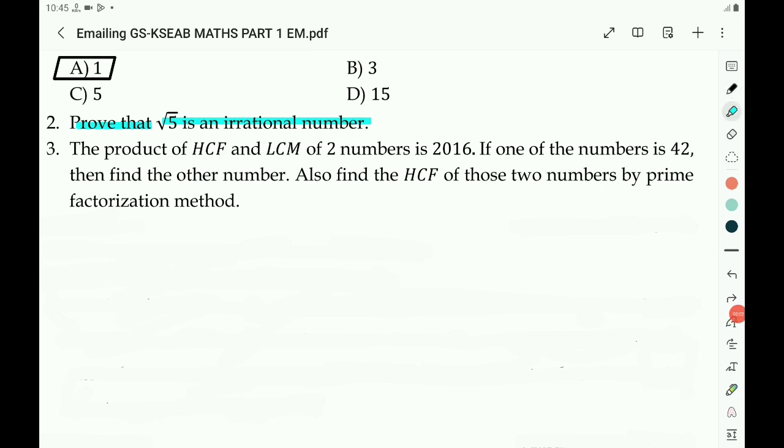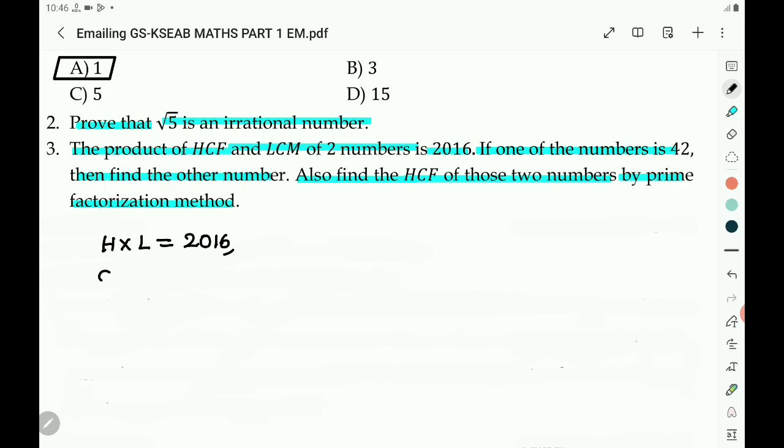Question number 3. The product of HCF and LCM of two numbers is 2016. If one of the numbers is 42, then find the other number. Also find the HCF of those two numbers by prime factorization method. Here the product of HCF and LCM of two numbers is given. That is H into L equals 2016. One of the numbers is 42.